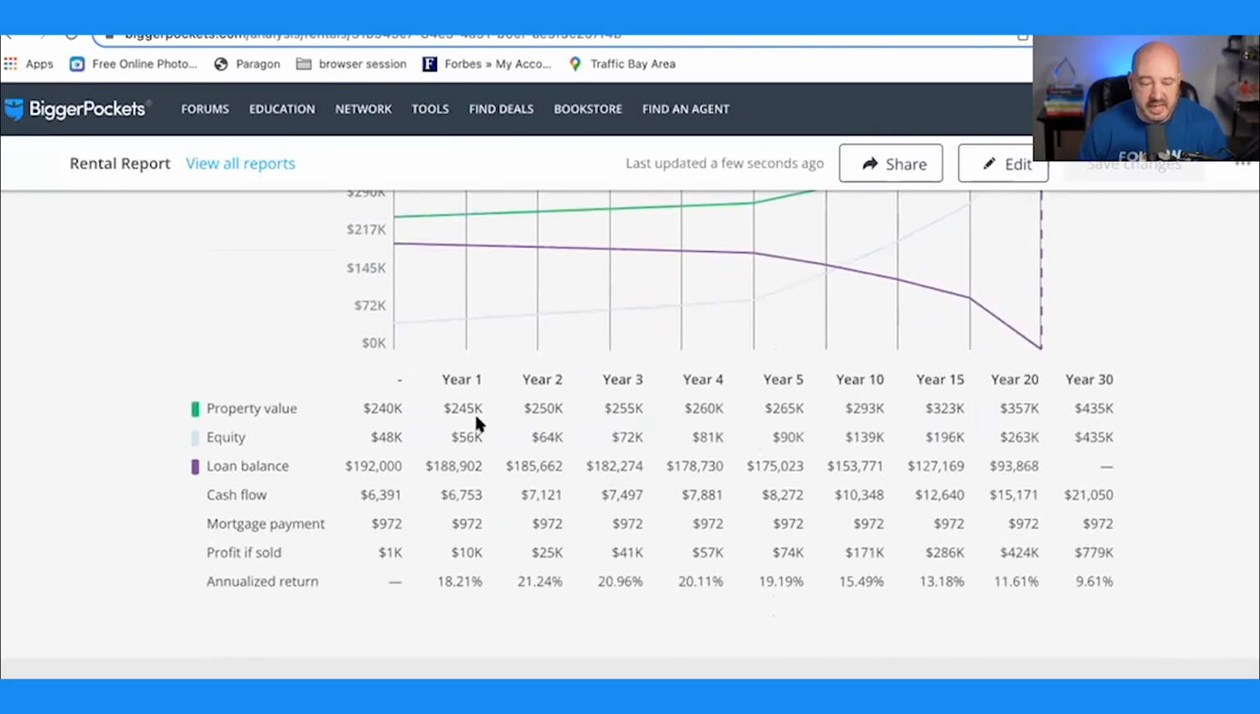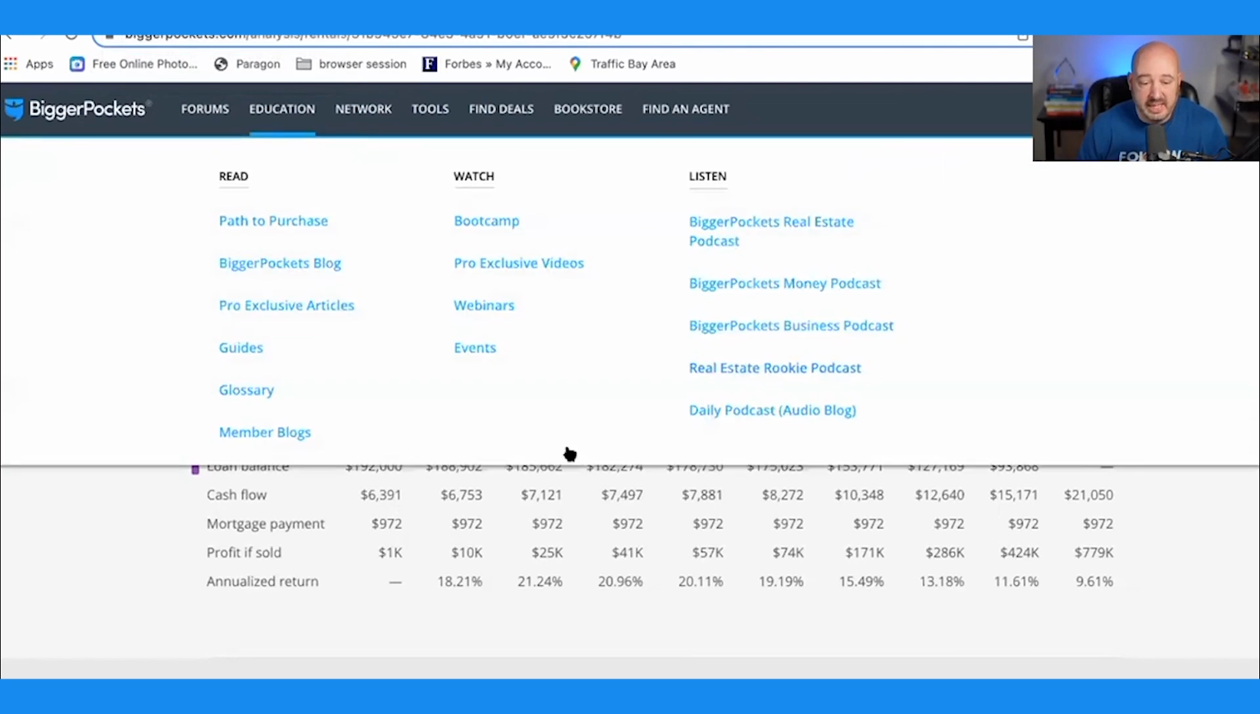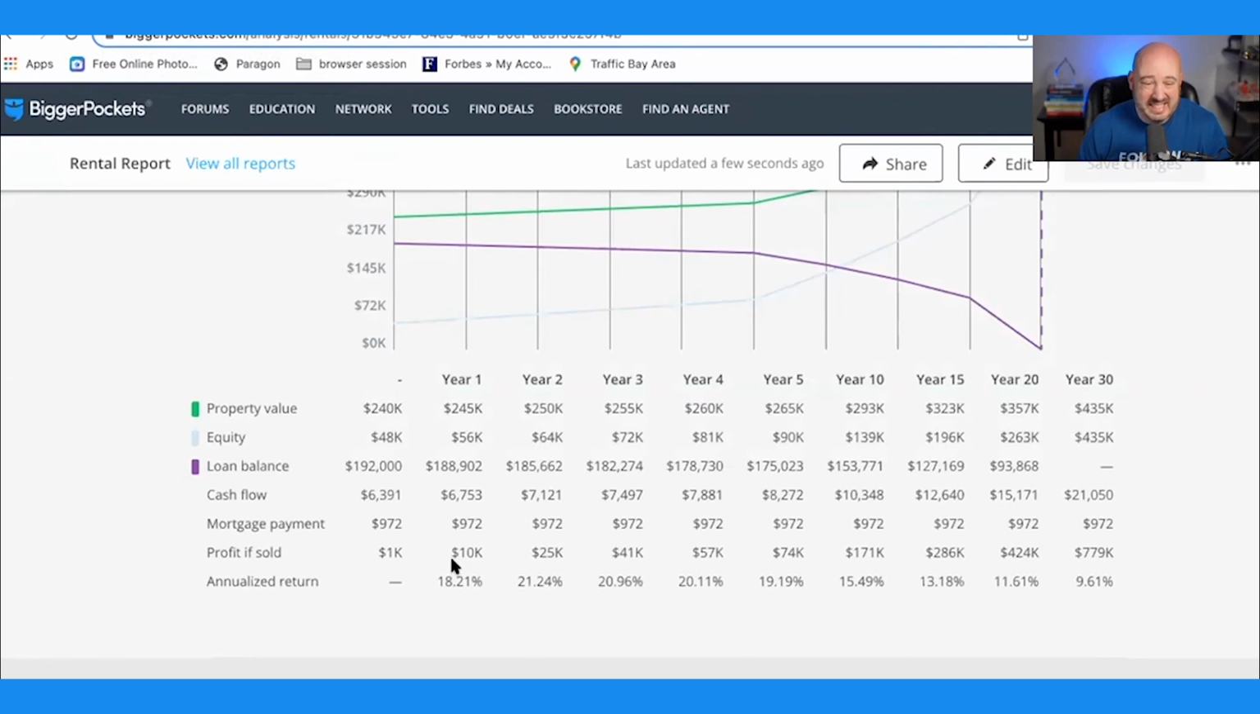Now, these numbers here are the last thing the calculator will show us. They're what we can expect to see over time. Okay. So the property's value will start off at 240. If it goes up around 3% a year, at year 30, you're looking at probably $435,000. I would expect that to be more than double in year 30. Your equity is going to grow to $435,000. The cash flow started at $63.91 and it's going to grow up to $21,000. But I think that will be more because inflation is going to make rents go much higher than what we're assuming here.